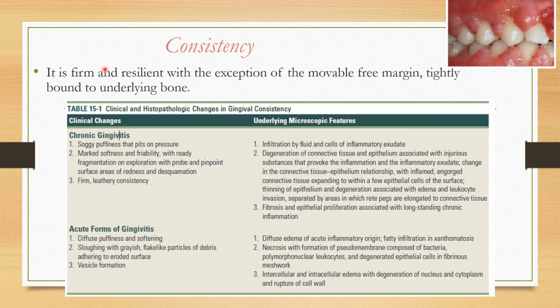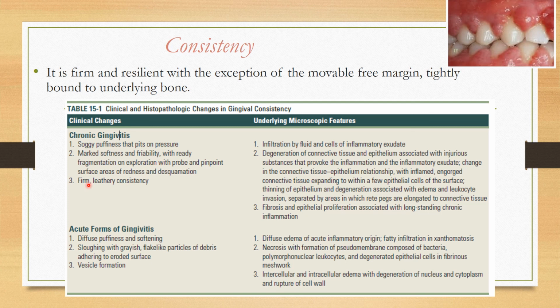Consistency: it is firm and resilient, with the exception of the mobile free margin, which is tightly bound to underlying bone. If there is any gingivitis condition, it will be soft and edematous, and it will be indifferent in chronic gingivitis and acute gingivitis. Mostly we come across the chronic type of gingivitis with soggy puffiness, that pits on pressure, and marked softness and friability.